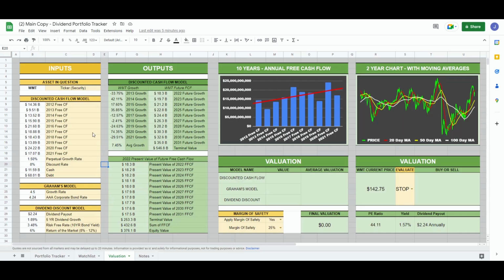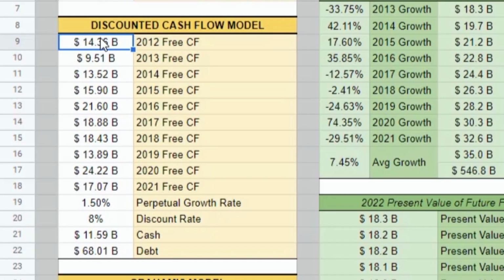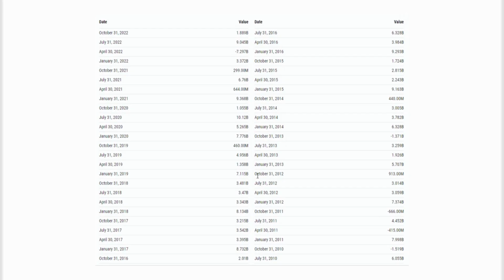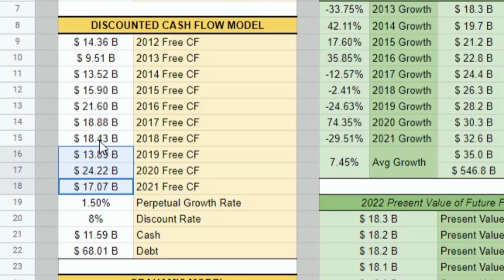So let's get started with this valuation video. Where did I find these numbers for the discounted cash flow model? Well, first off, we need the previous 10 years of free cash flow. I found that over on YCharts, ticker symbol WMT. They actually give it in quarterly numbers. So I went all the way back to 2012, 10 years prior, came all the way up to the current year, added up the free cash flows for each quarter, and got the free cash flows right here.